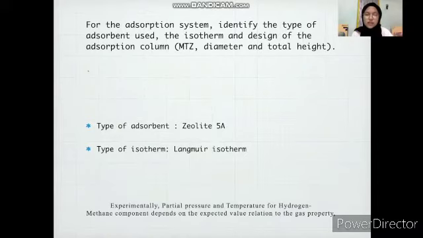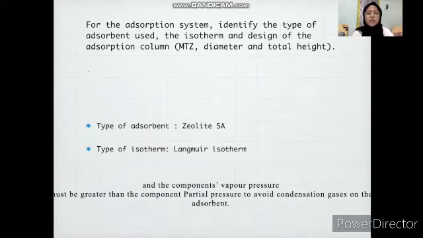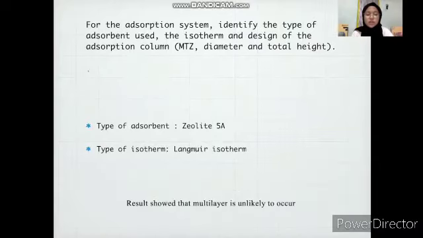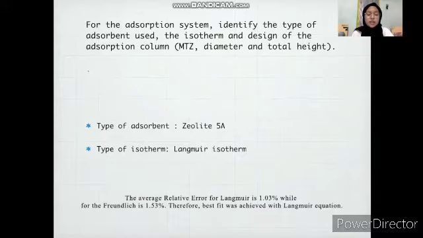On a side note, experimentally, the partial pressure and temperature for hydrogen methane component depends on the expected value in relation to the gas property, and the component's vapor pressure must be greater than the component partial pressure to avoid condensation of gases on the adsorbent. And the results show that multilayer is unlikely to occur. The relative error has been calculated, and the relative error for Langmuir is 1.03%, while for the Freundlich is 1.53%. Therefore, the best fit was achieved with Langmuir equation.